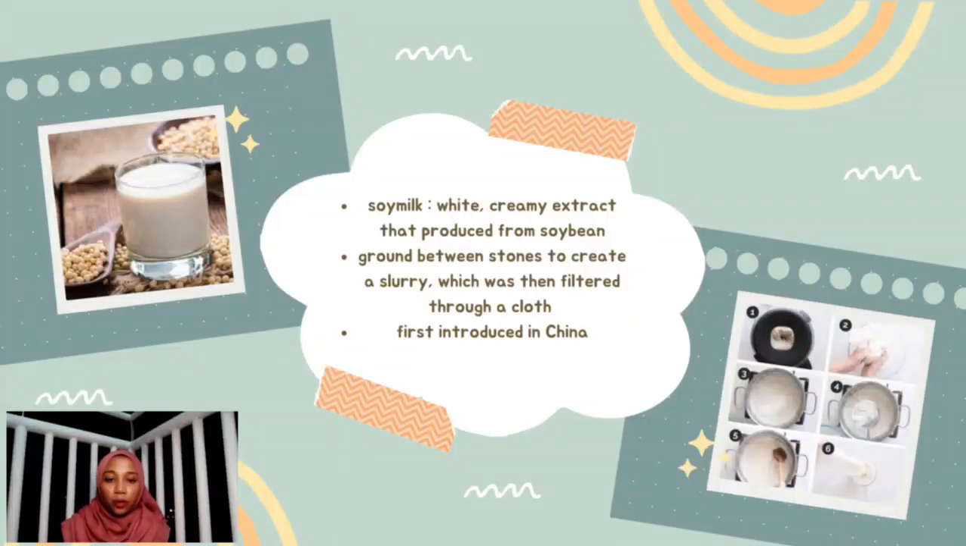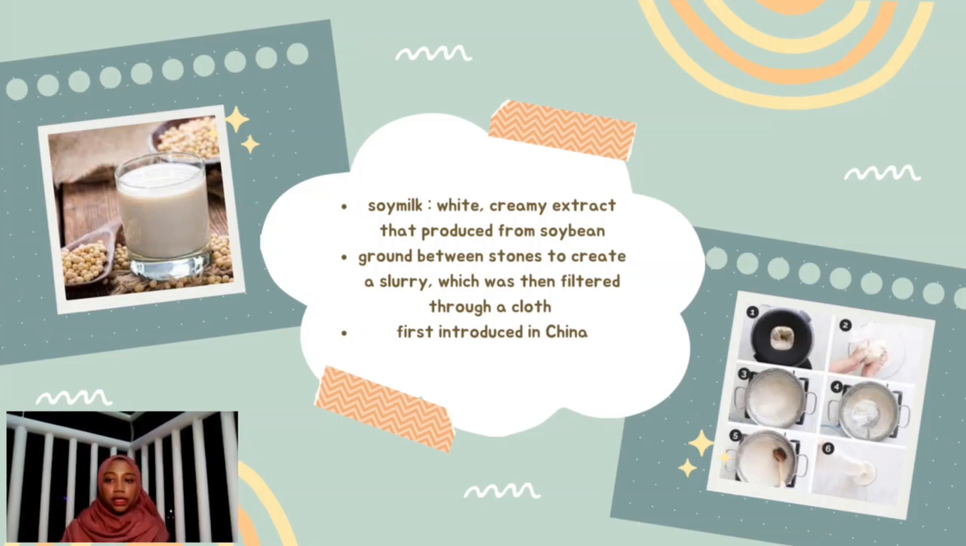For our project, we chose soy milk as our sample. So what is soy milk? Soy milk is a white, creamy extract produced from soybean. It is produced by grinding between stones to create a slurry, which is then filtered through a cloth. Basically, it was first introduced in China as doujiang.